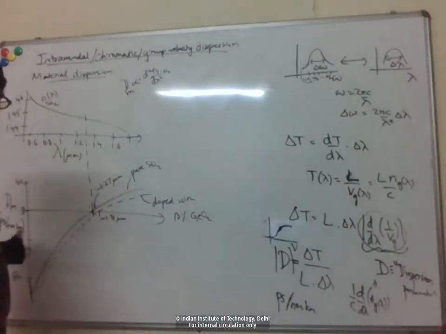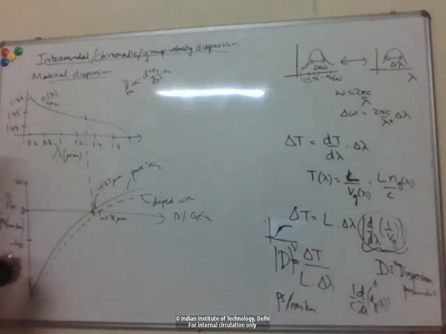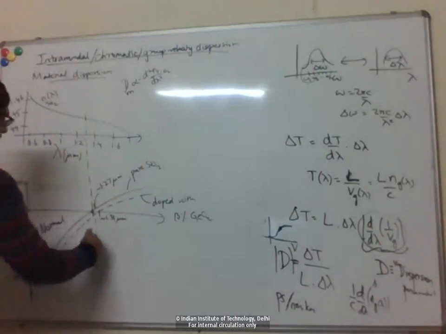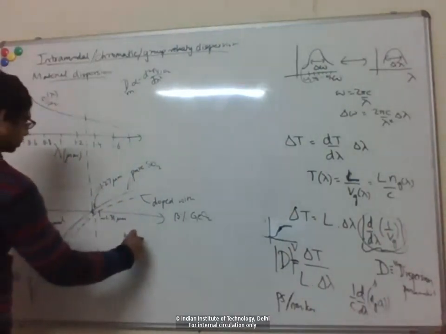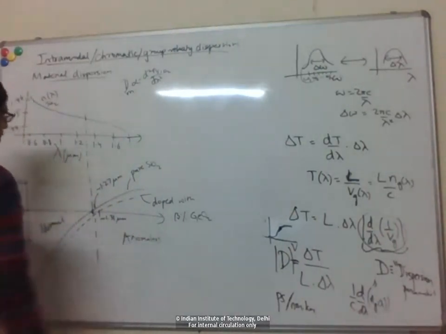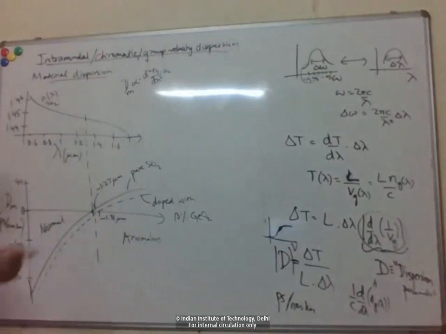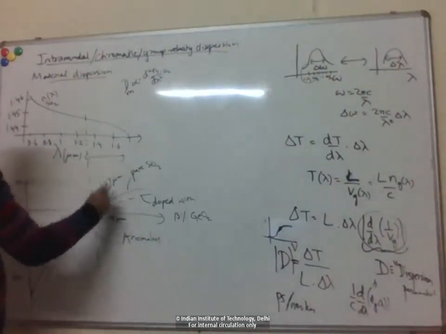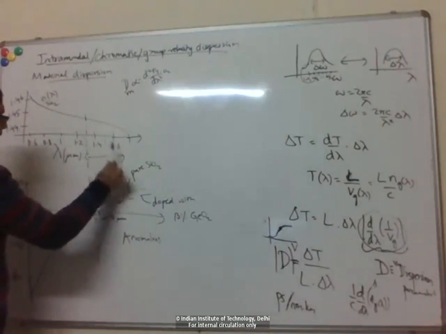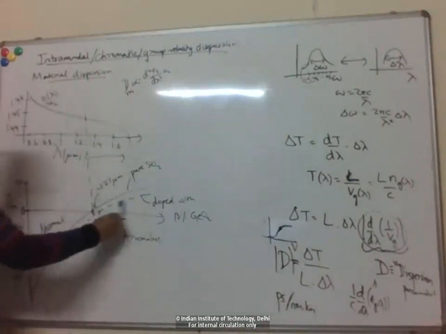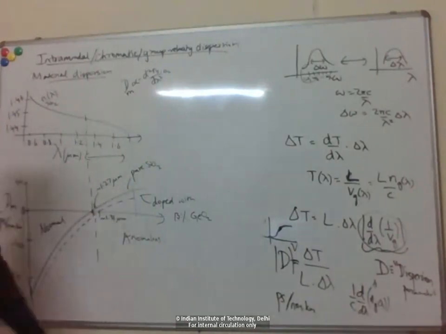Below roughly 1.3, it's negative, or again, recall this is normal dispersion, and this is anomalous dispersion. Right, and recall the telecom wavelength range is roughly here, right? 1.3 to 1.6. So in that range, actually, the material dispersion is anomalous.